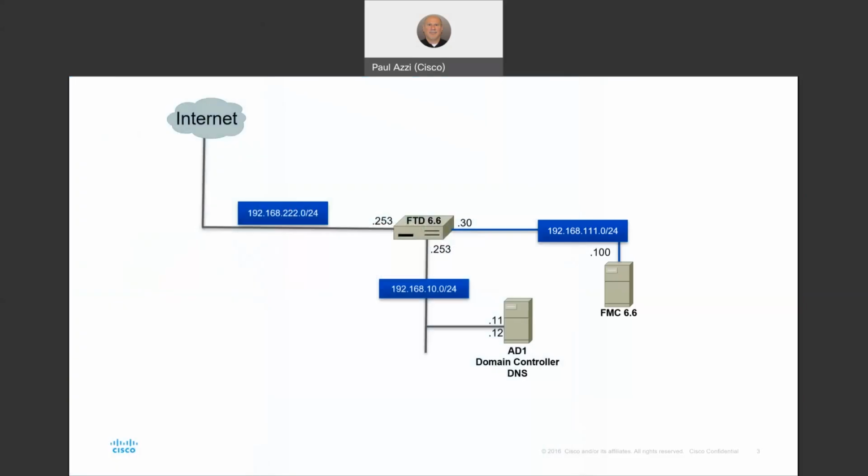So with that, here is a simple topology. We are running both Firepower Management Center and Virtual FTD, both running 6.6.4. At the time of the recording, this is the recommended version, and I am also running a Windows server that has the Active Directory configuration enabled on that server.